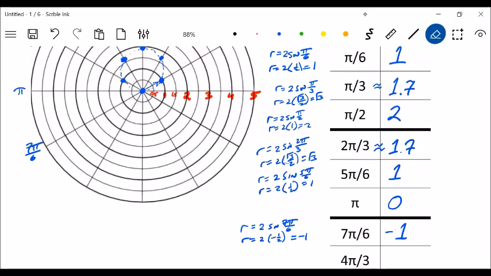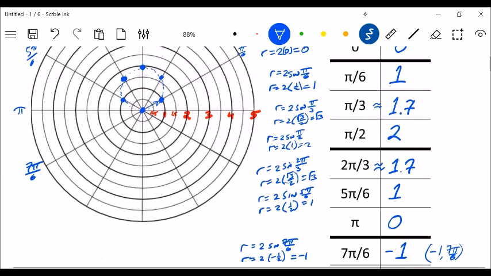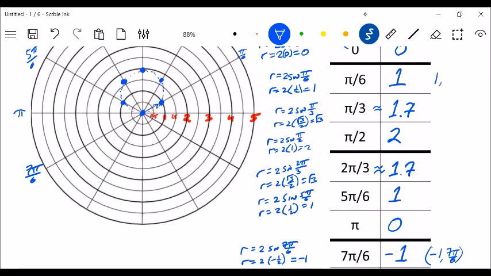That's because -1 at 7 pi over 6, which is the way we write this as a polar coordinate, is actually the same as 1 at pi over 6. Because 7 pi over 6 is the opposite on the unit circle from pi over 6. So if you went towards 7 pi over 6 instead, but the -1 sent you back the other way, you'd be going towards pi over 6.